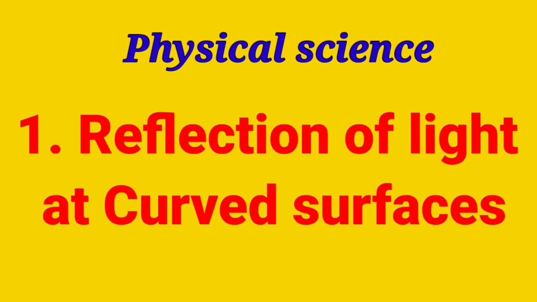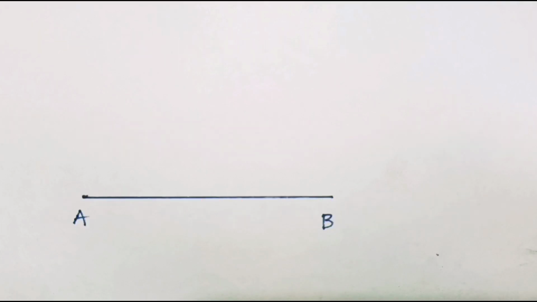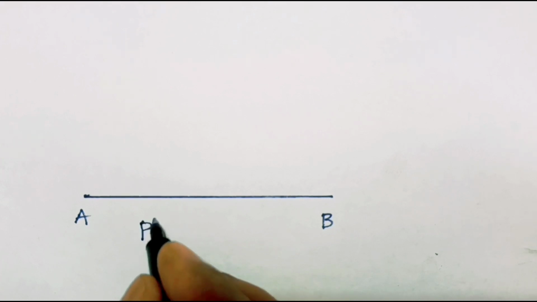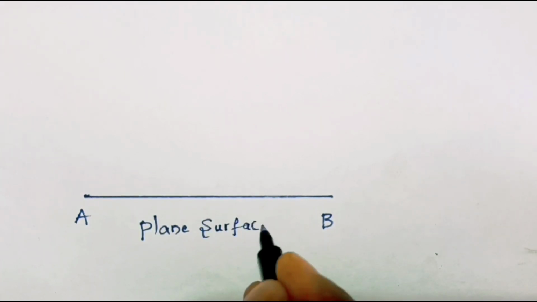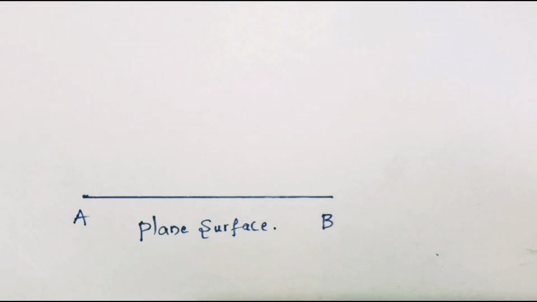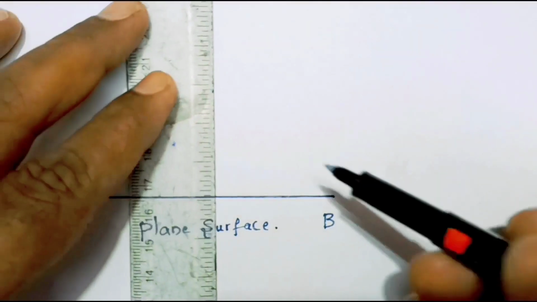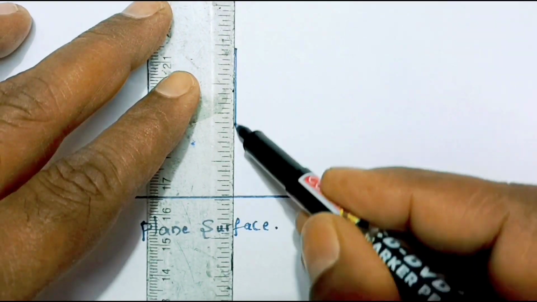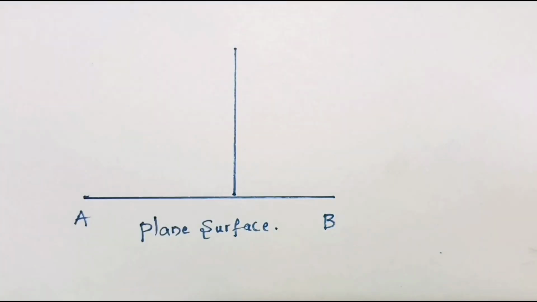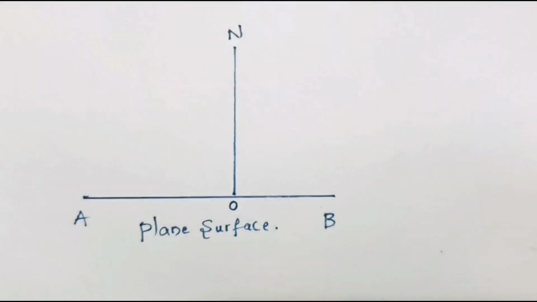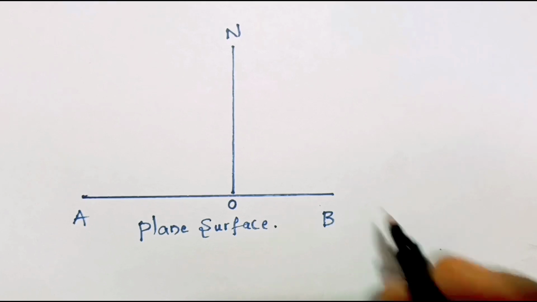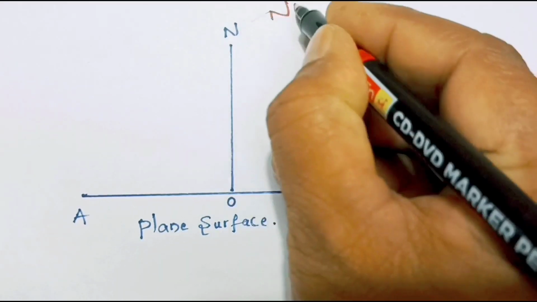Today we are going to discuss the reflection of light at curved surfaces lesson. Draw a line segment AB across the middle. This line segment should be considered a plane surface. Draw another straight line at right angle to segment AB. The second line should bisect segment AB at point O. We shall call this ON line the normal.